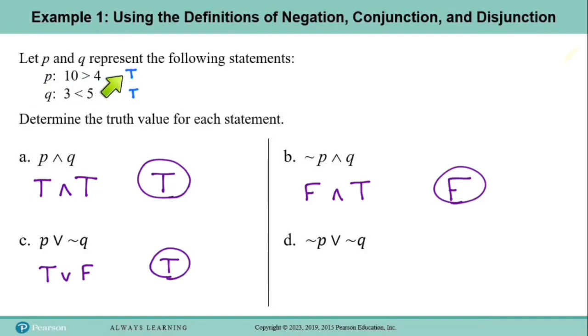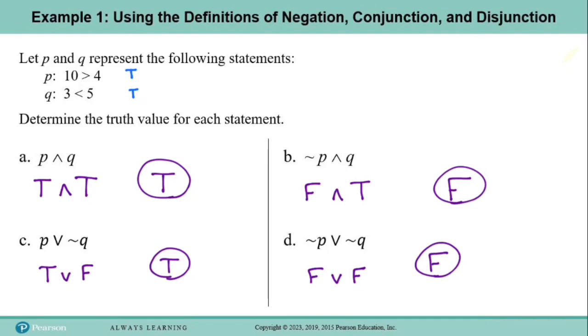So if statement P is true, then not P is false. Then we have our OR, and then not Q is going to be false because Q is true, so not Q is false. Now, again, with an OR connective, we know that it can only be true if one or both of the components is true, and here both components are false. So the overall statement is false.